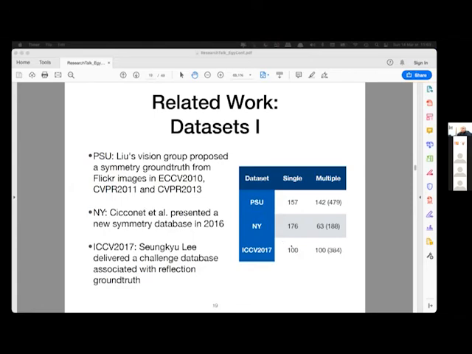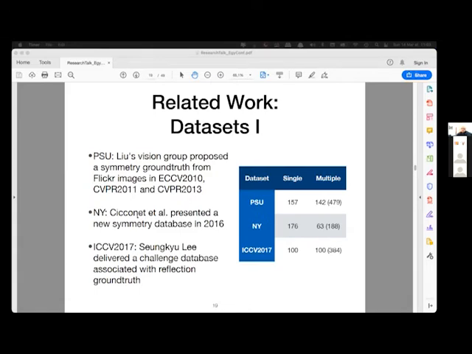What kind of data sets do we have so far? We have actually three data sets. We have the Pennsylvania data set, which was released in 2011 and 2013, which has 157 images for single symmetry. And for multiple, we have 142 images, which include around 580 multiple symmetries inside.